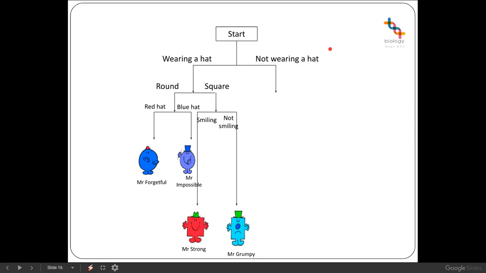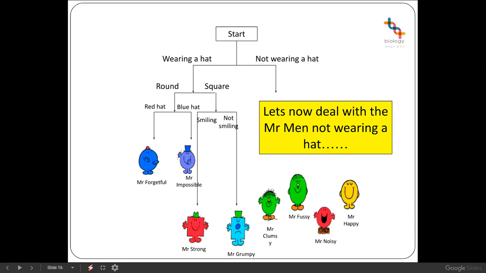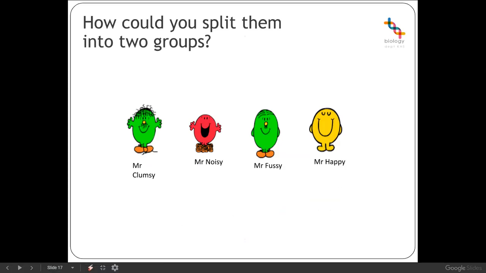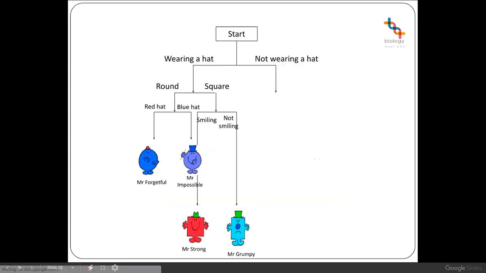So we then need to move on and finish off the other half of our branching key. So we need to think about the Mr. Men who are not wearing a hat, which is everybody else. Mr. Clumsy, Mr. Fussy, Mr. Noisy and Mr. Happy. So how could we split them into two particular groups? Well, I've gone with hair or no hair. So we've got some with hair and some without hair. So if we have a look going back to our key, not wearing a hat, it comes down to hair or no hair.